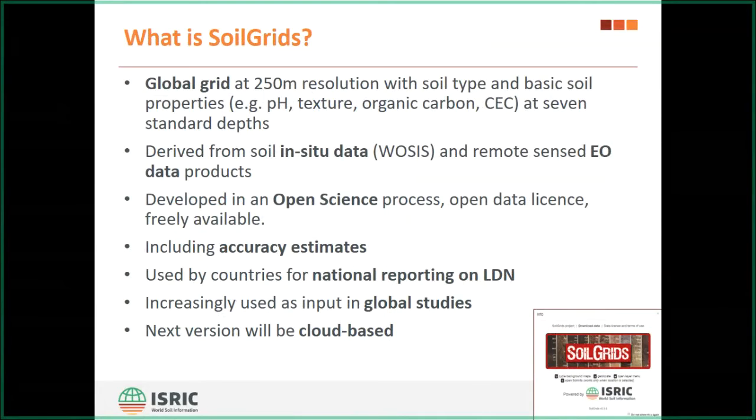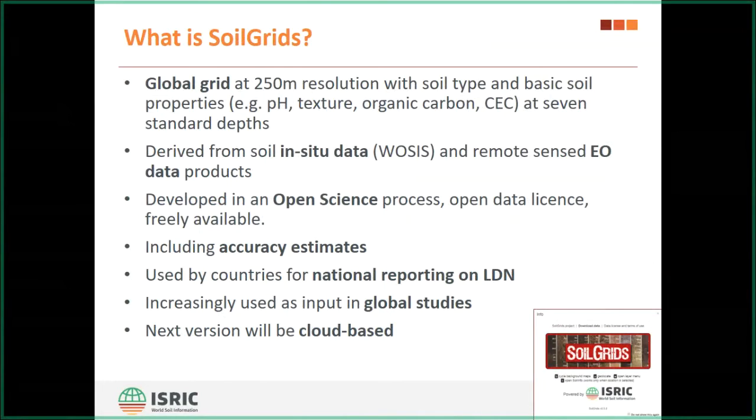So what is SoilGrids? It's a global grid at 250 meter resolution, predicting soil type and basic soil properties at 7 standard depths. It's derived from in situ soil observations and remote sensed products. Developed in an open science process, so everything is available in open data, open source, and open journals. We include in our estimation also the inaccuracy estimates, so we can see where on Earth the estimates are more accurate than in other places. And this product is used for national reporting by the countries in the LDN reporting process last year.